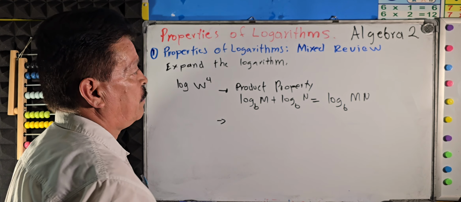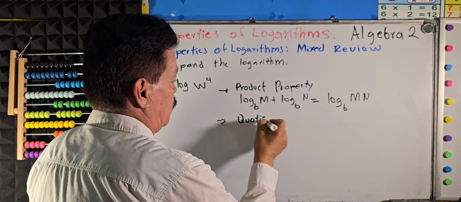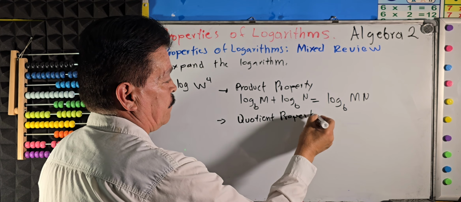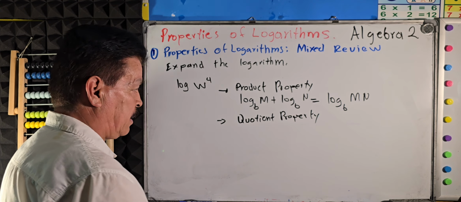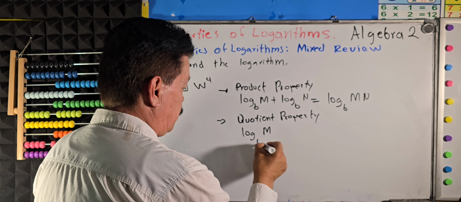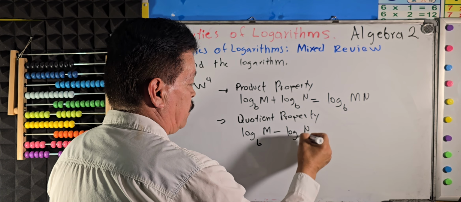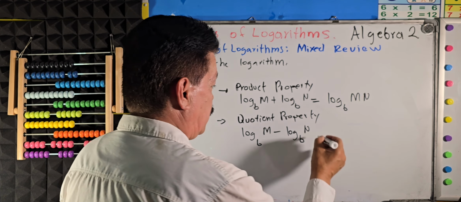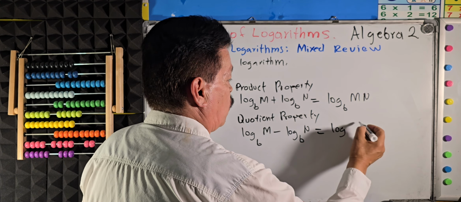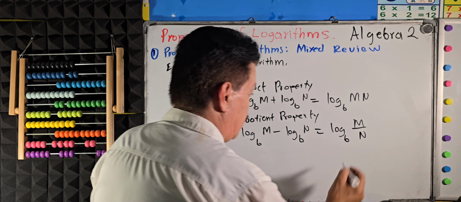Another property that we have to remember is the quotient property. It's very important. Okay, this is like log m with the base b minus log n to the base b. This equals log of the quotient m divided by n with the base b, right?